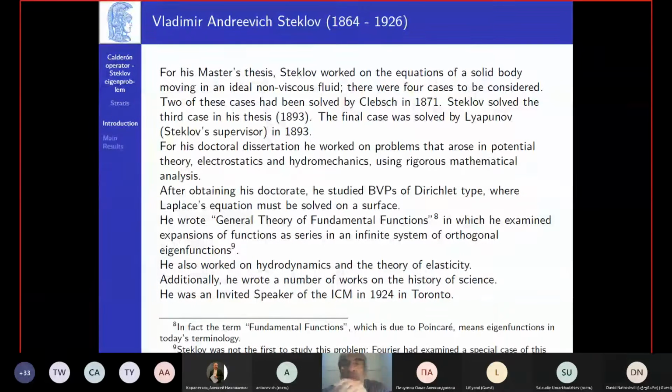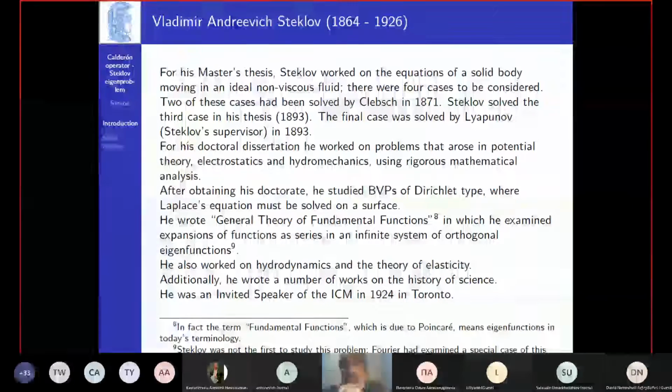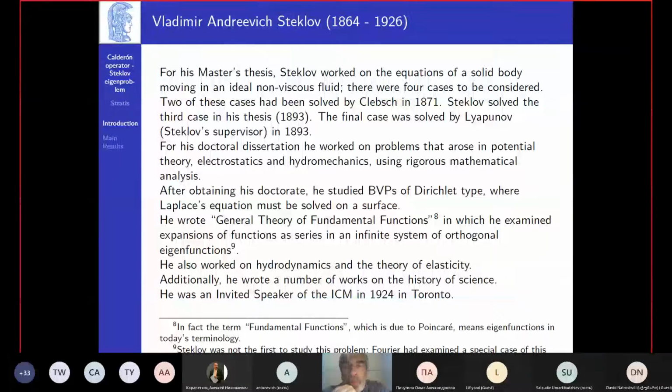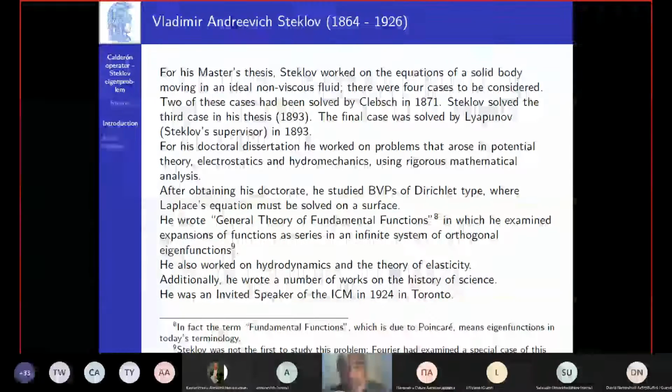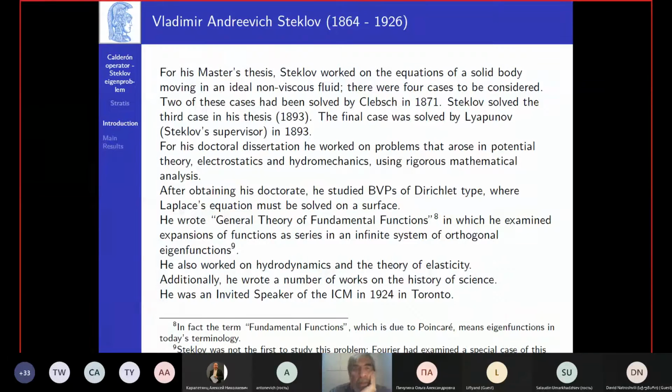His master's thesis was on the equations of a solid body moving in an ideal non-viscous fluid. In this problem, there were four cases to be studied. Two of them were already solved by Klebs. And Steklov solved the third case as a master's student in 1893. And in the same year, the final case was solved by Lyapunov, who was Steklov's supervisor. Then he moved on to his doctoral dissertation on problems that arose in potential theory, electrostatics, and hydromechanics, using rigorous mathematical analysis. After his doctorate, he studied boundary value problems of Dirichlet type, where the Laplacian must be solved on the surface.